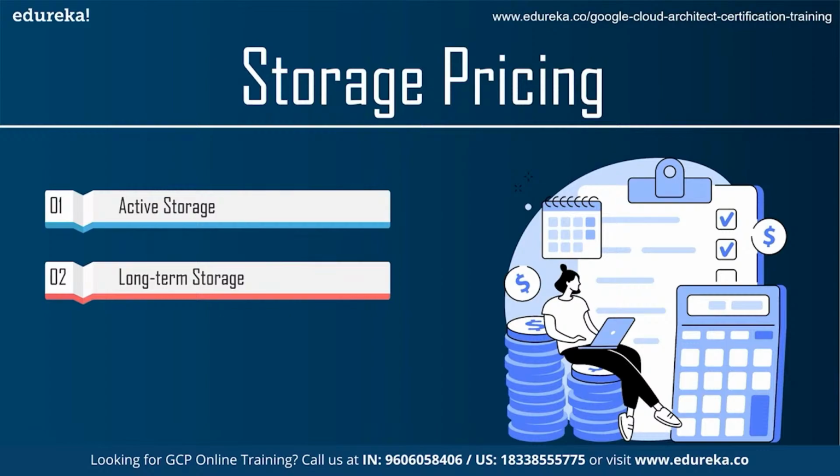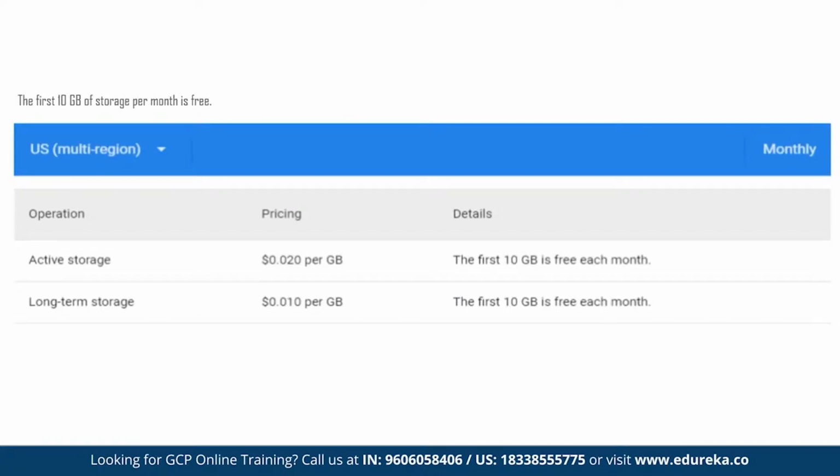Active storage includes any table or table partition that has been modified in the last 90 days. And long-term storage includes any table or table partition that has not been modified for 90 consecutive days. The price for storage for that table automatically drops by approximately 50%. There is no difference in performance, durability, or availability between active and long-term storage. Here you can see the first 10 GB of storage per month is free, and you can select whether it's active storage or long-term storage.